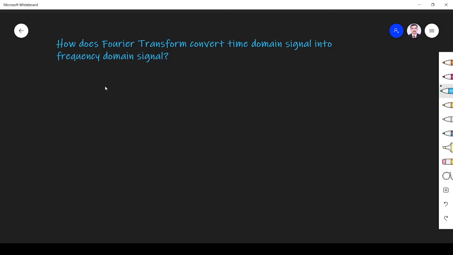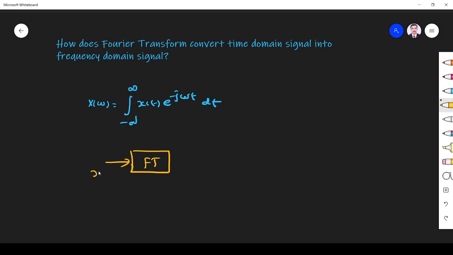Alright, we all know that Fourier Transform converts a time domain signal into a frequency domain signal. The formula to find the Fourier Transform is X of omega is equal to the integral from minus infinity to plus infinity of x of t e power minus j omega t dt. Right, if you have one black box which is called Fourier Transform, if you give x of t as input, what you get is X of omega.